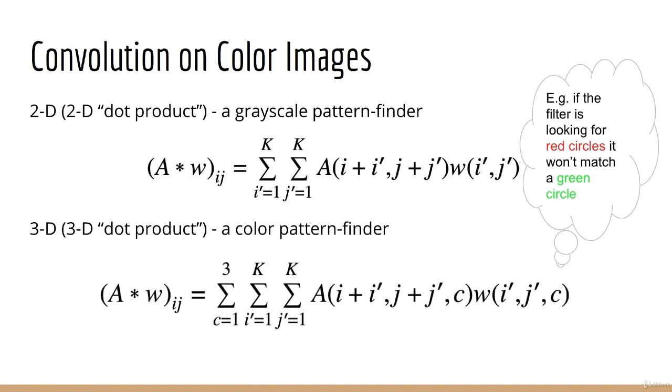Suppose the filter is looking for a red circle, so there's a circle in the red channel. Now, it's only going to match red circles. It won't match blue circles or green circles. This is opposed to the black and white filter, which has no color at all. If it saw a circle, then the pattern would be found. There's no concept of color in a black and white image.